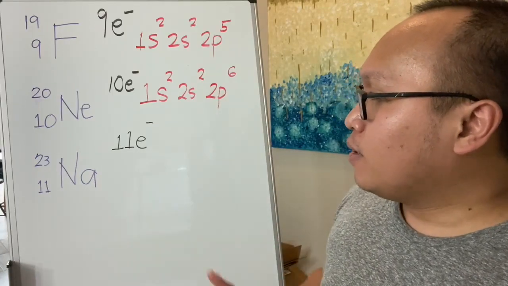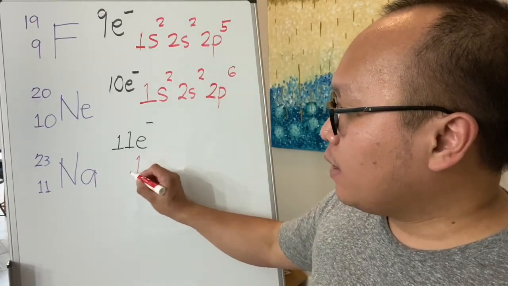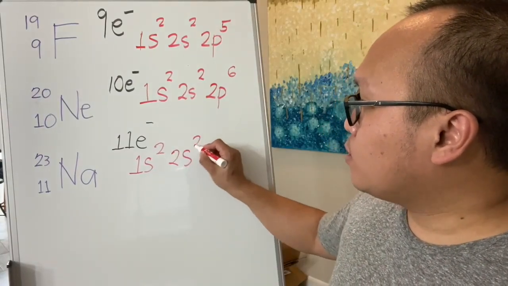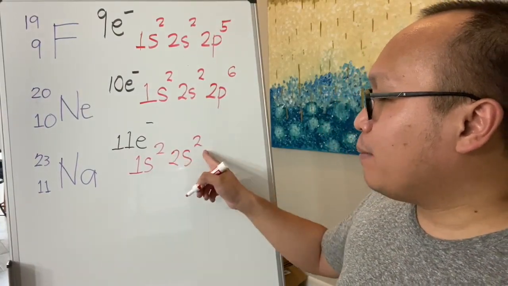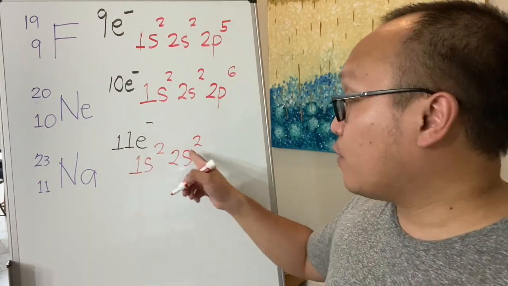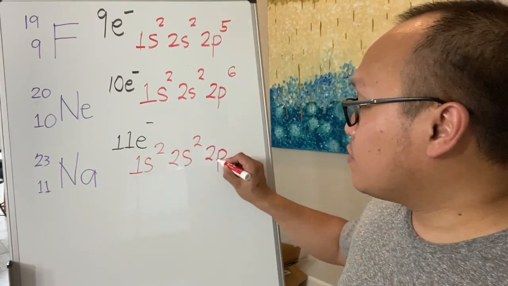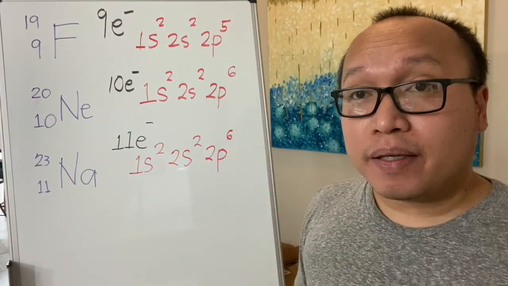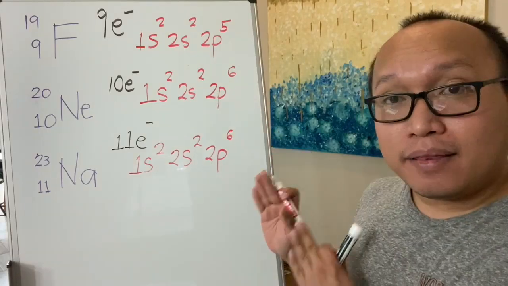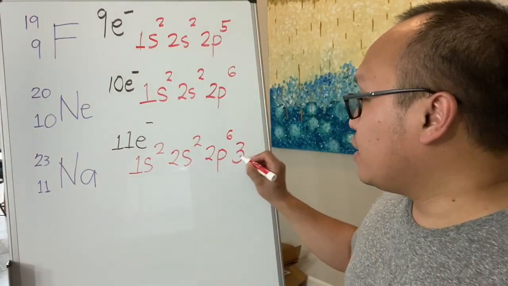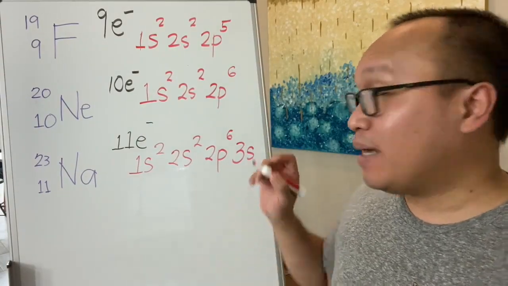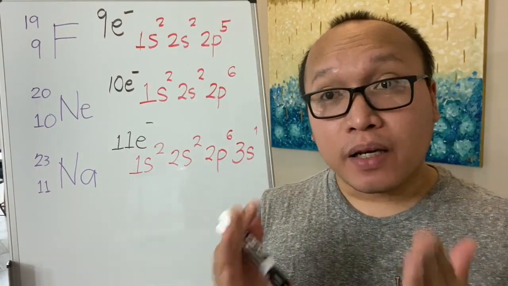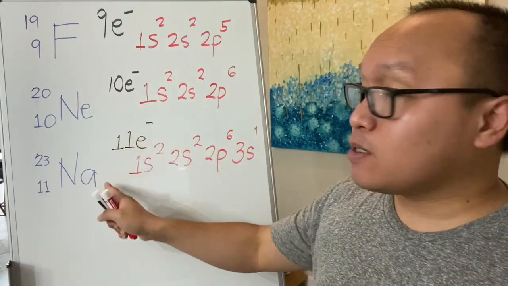Pagdating naman sa sodium, ang electronic configuration niya should be 1s2, 2s2, and then 4 na yung nagamit natin. So 11 minus 4 electrons, meron tayong excess of 7 electrons. Pero, doon sa 7 na yun, 6 lang yung pwede natin ilagay sa 2p orbital. So therefore, kailangan natin umakyat ng isa pang energy level, which is a 3s orbital, at doon natin ilalagay yung pang 11 na electron.